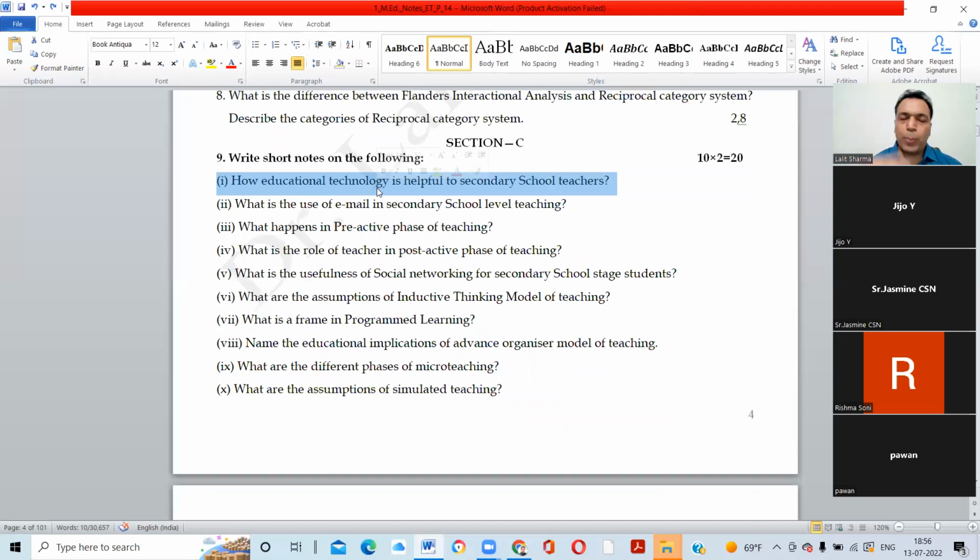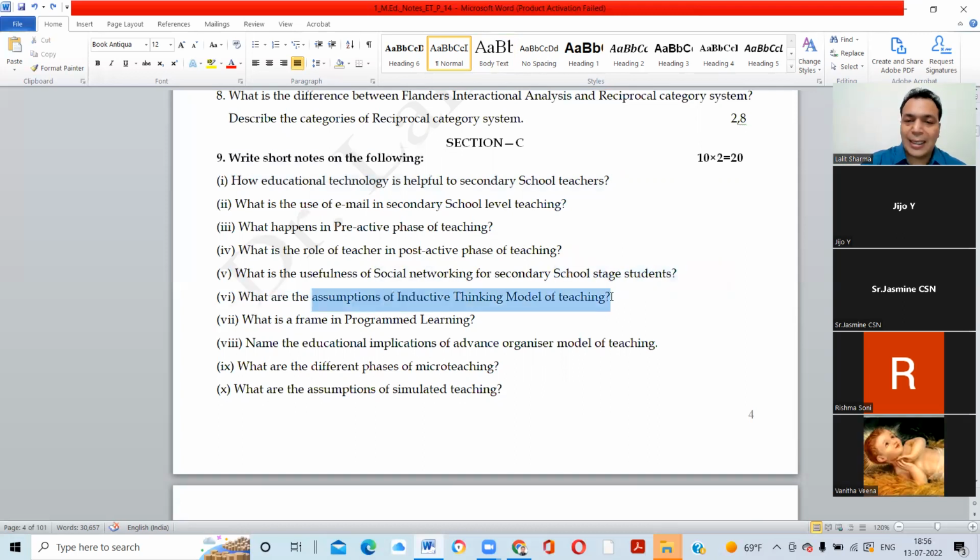What is the role of a teacher in the post-active stage? Look, from stage 2 the question has come. It is a very easy one, right? What is the usefulness of social networking for secondary school students? It is a very easy one. Assumptions of the inductive thinking model of teaching. For a short answer, you can at least do the assumptions, if you are skipping the long one.